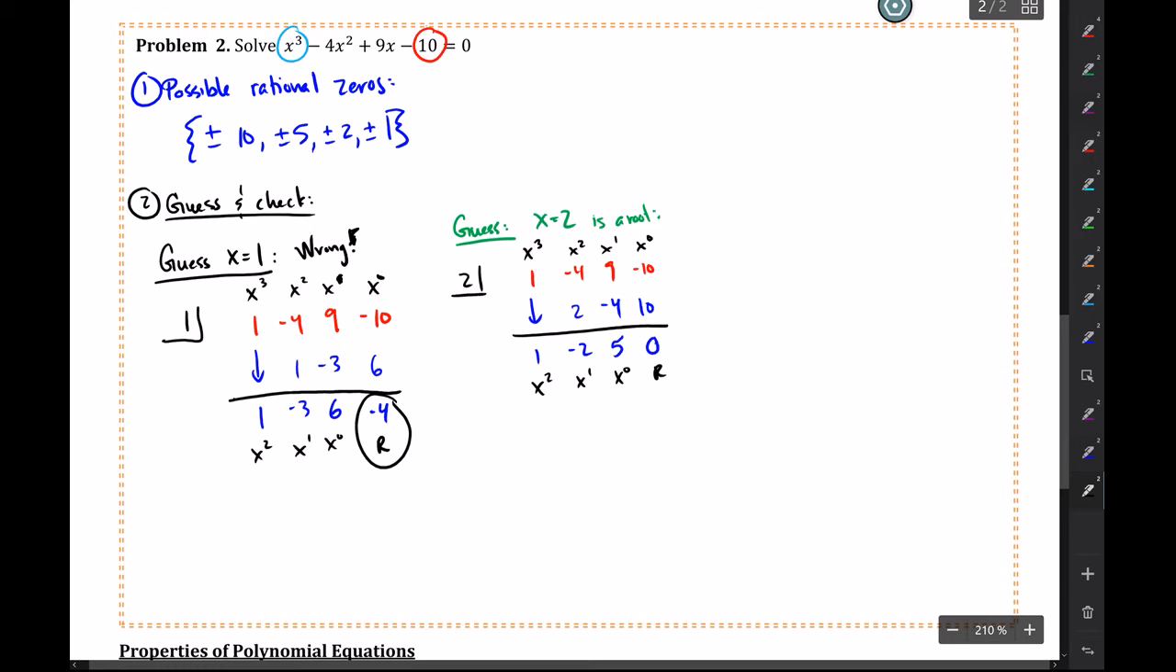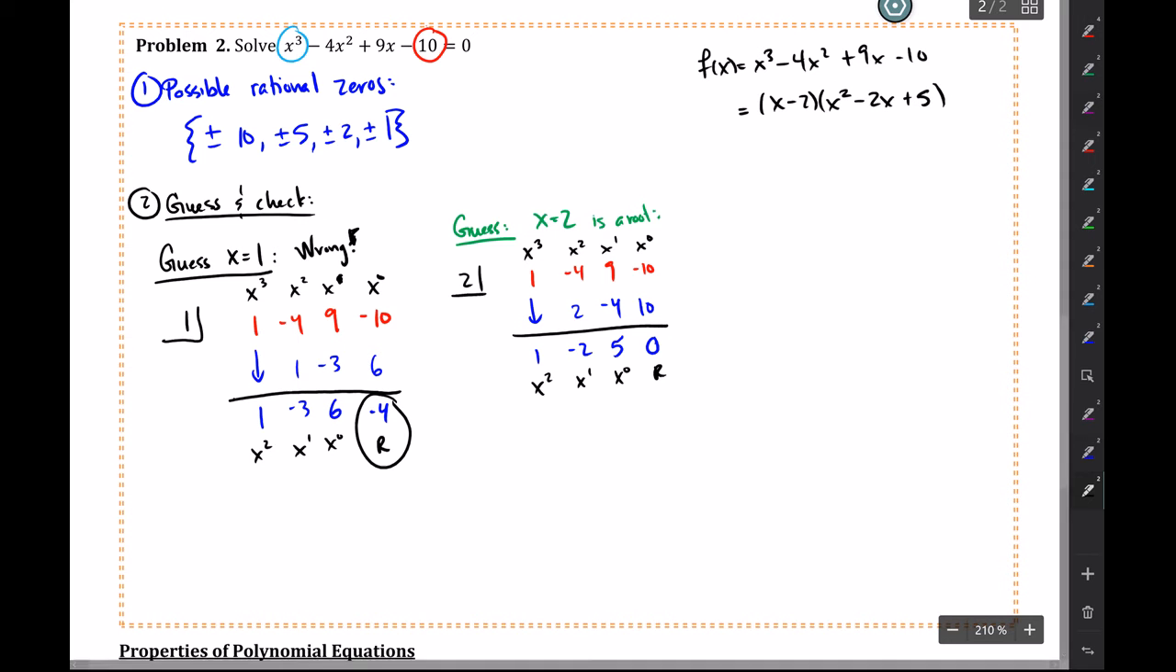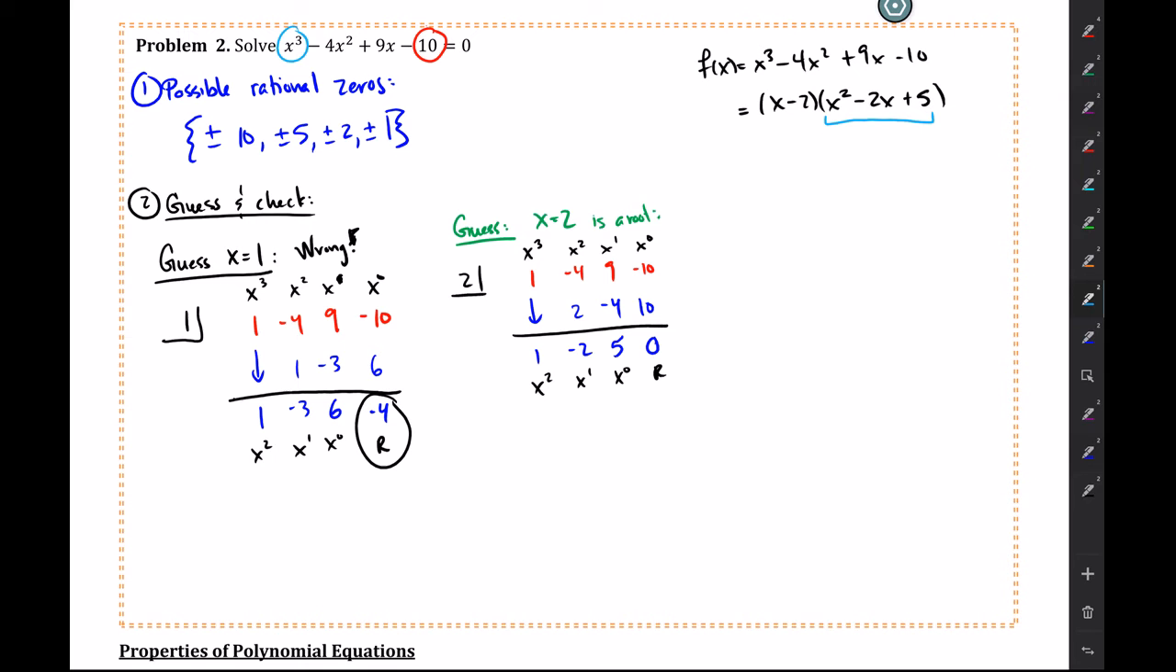Okay? So what this told me is that f of x equals x cubed minus 4x squared plus 9x minus 10 factors as x minus 2 times x squared minus 2x plus 5. And now I can go ahead and find my other two factors of the x squared minus 2x plus 5. And the rational root theorem now tells me that it's either going to be plus or minus 5 or plus or minus 1.